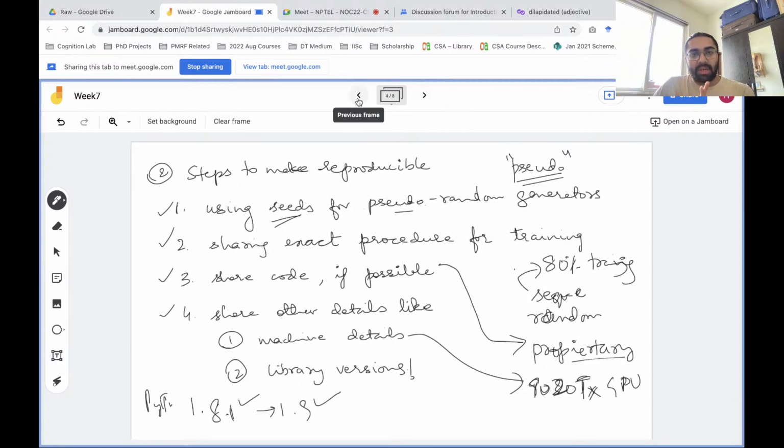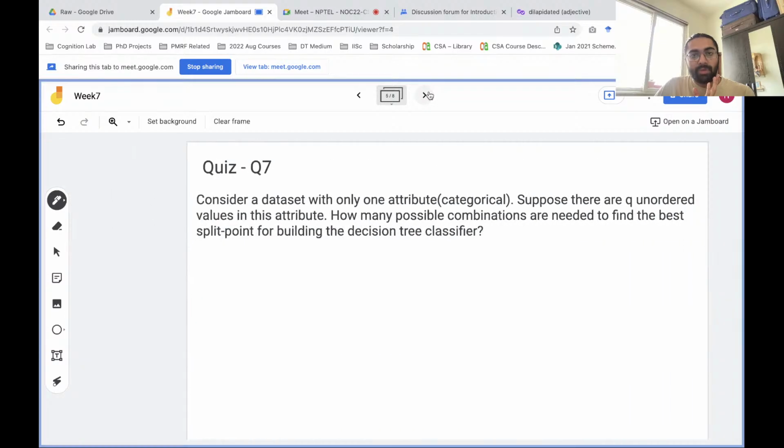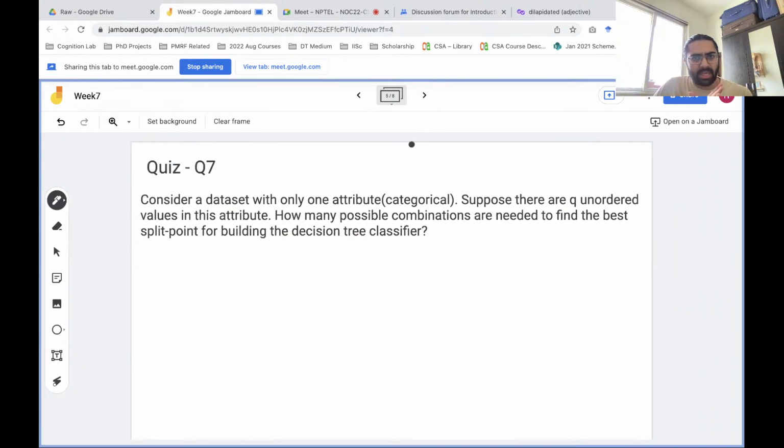Okay, so this is about reproducibility, and now we'll go to the one question which I found good to solve in the quiz of week 6. The last question where we had, for example, a data set with only one attribute which is categorical. Suppose that there are q unordered values in this attribute, right? So how many possible combinations are needed to find the best splitting point for building the decision tree classifier? Okay, so any ideas how you would go about solving this problem? Any ideas?